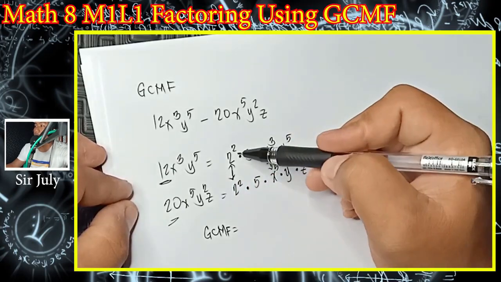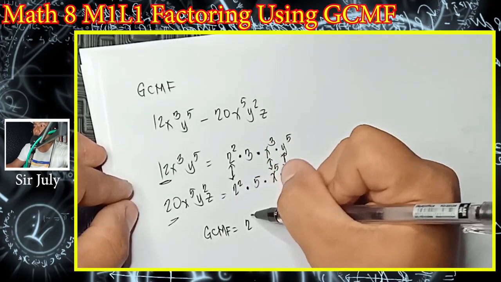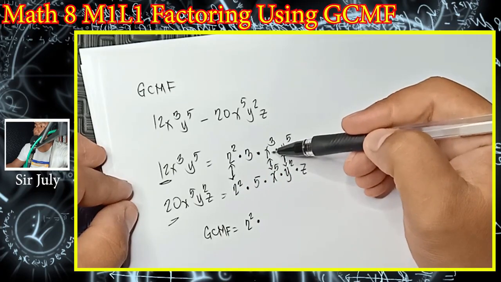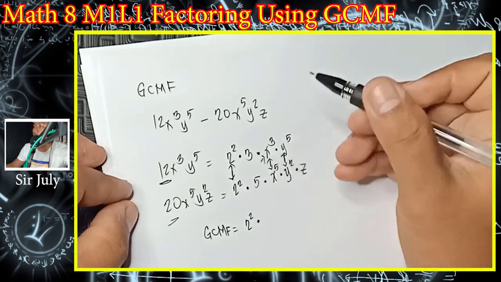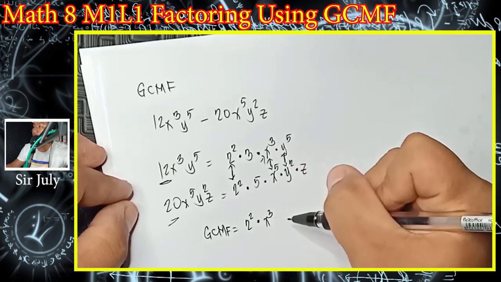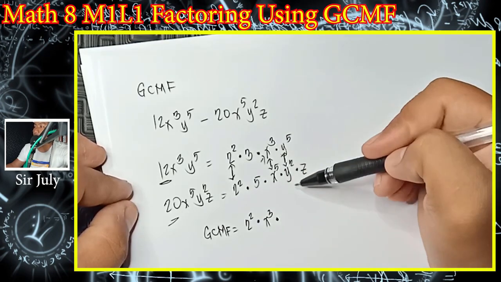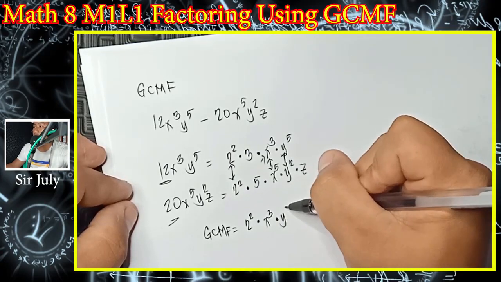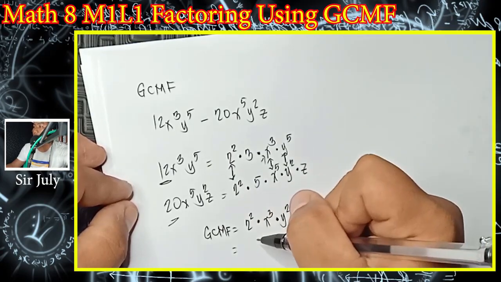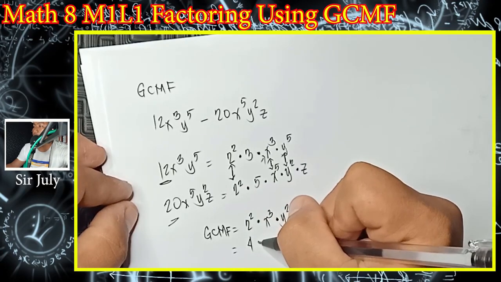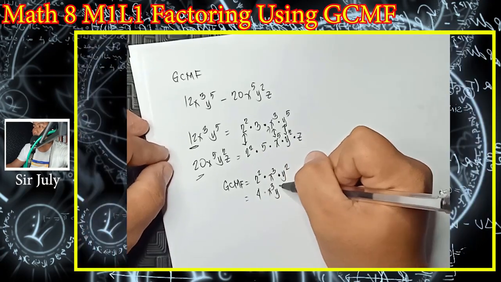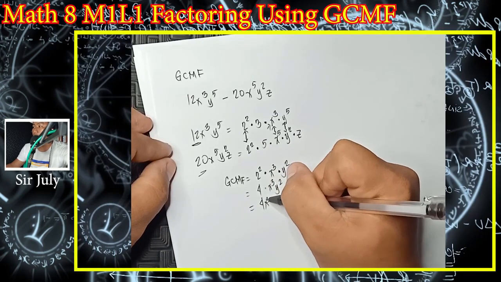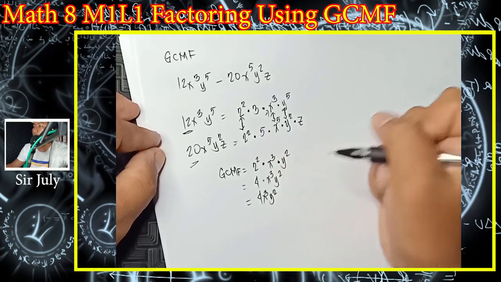Isulat natin yung 2. Pero ang kukunin nating exponent ay yung pinakamaliit. Sa 2 squared, parehas naman silang 2 squared. Dito naman, x raised to 3 and x raised to 5, ang kukunin natin ay x raised to 3 kasi yun yung maliit. And also in y, ang kukunin natin ay y squared. So yan na. And then 2 squared is 4, simplify natin, x cubed and y squared. So that is now the greatest common monomial factor, which is 4x cubed y squared.